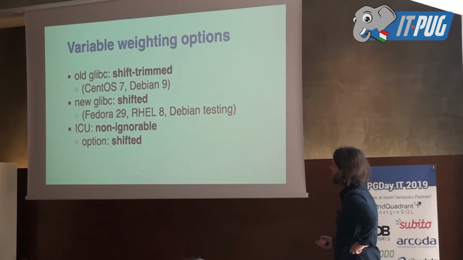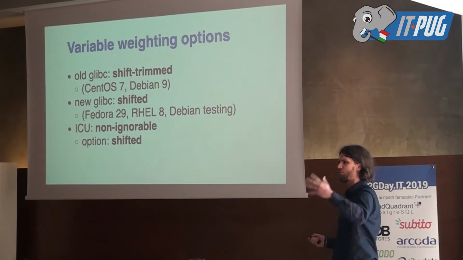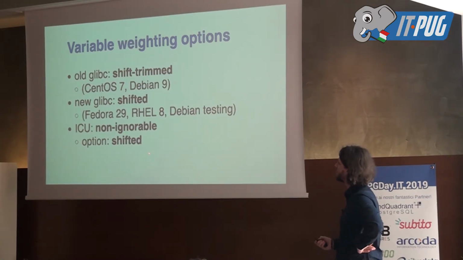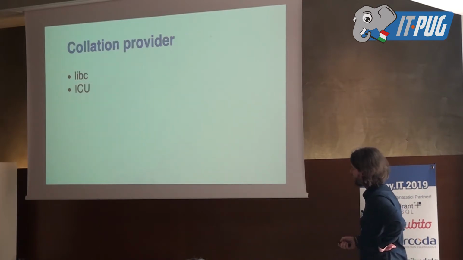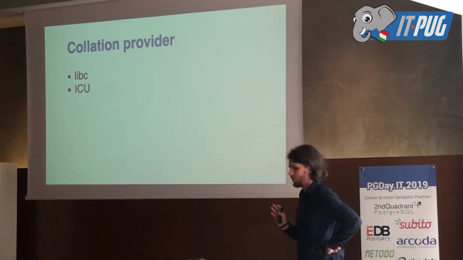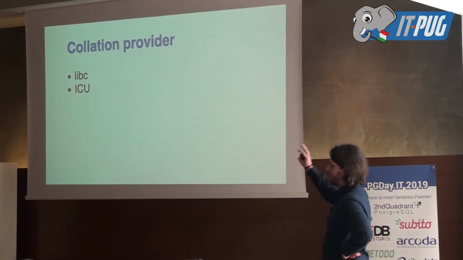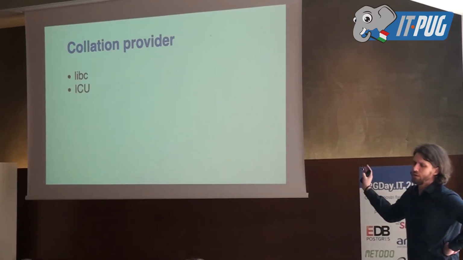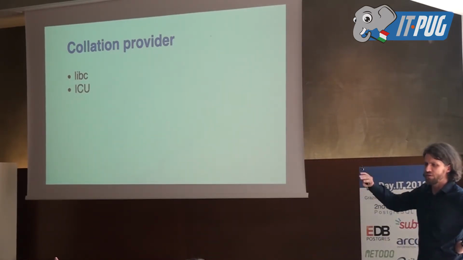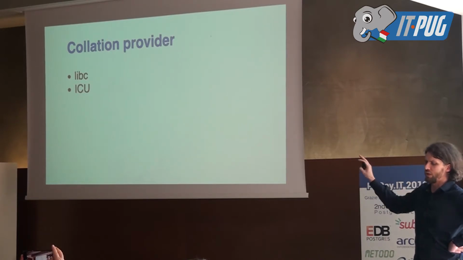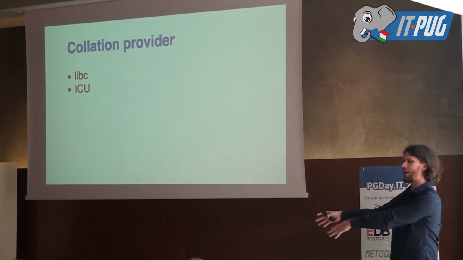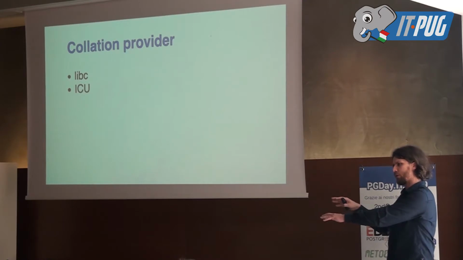So in ICU, you have 2 options. You can do the non-ignorable, which was the first one as a default, and then you have an option that you can pick shifted. Which gets us to the collation provider. So I explained how the algorithm works, but this is not implemented in Postgres. Postgres uses just some library and says, here are 2 strings, which one is bigger?